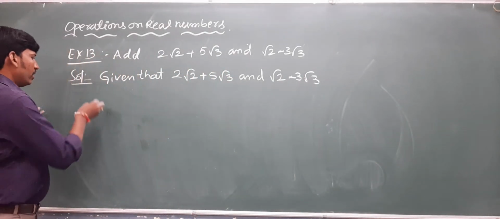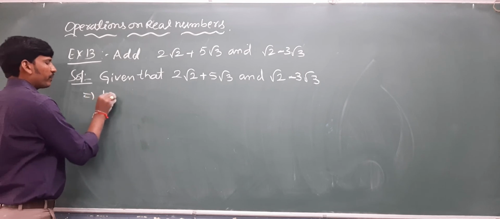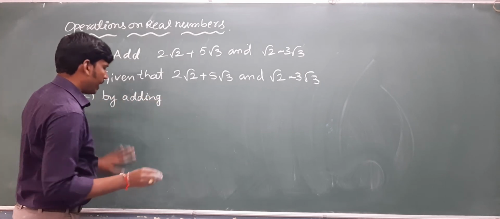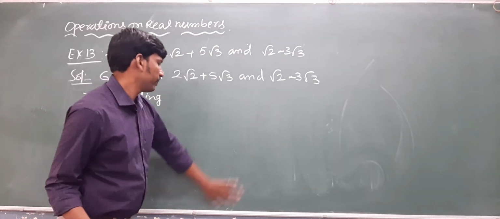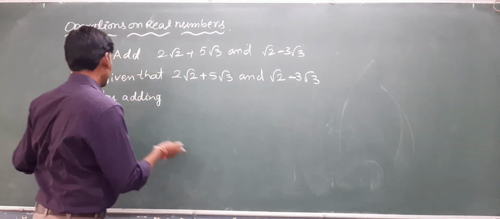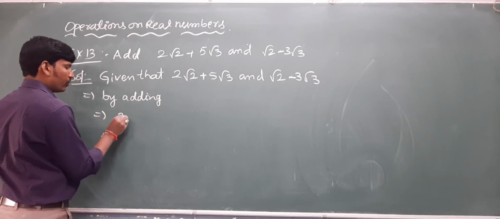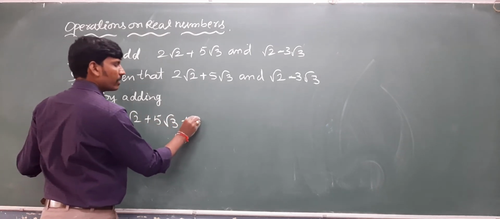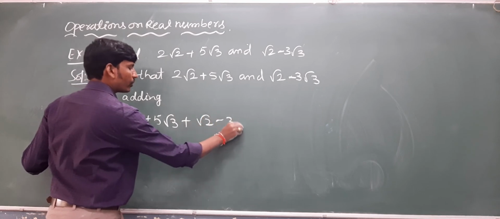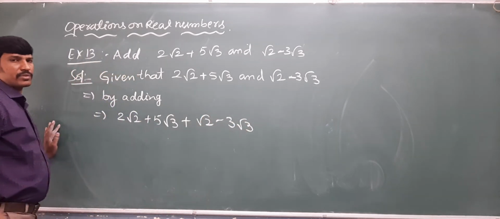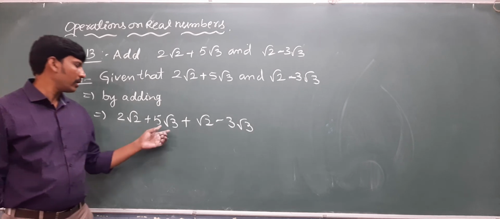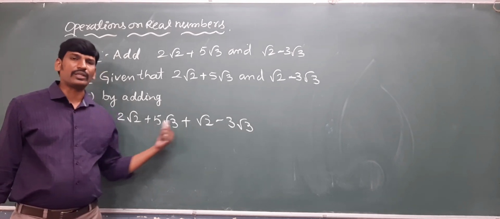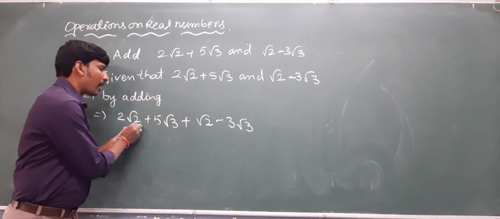Normal addition only. Now, by adding, we get 2 root 2 plus 5 root 3 plus root 2 minus 3 root 3. Now see these like terms. Like terms means, see this here: square root of 2, here also square root of 2. Both are square roots of 2 only. So these two are like terms.